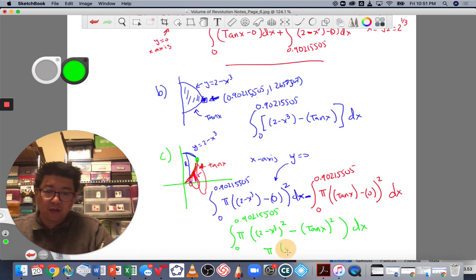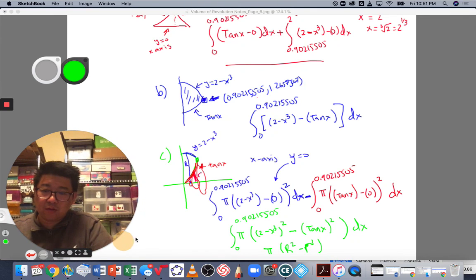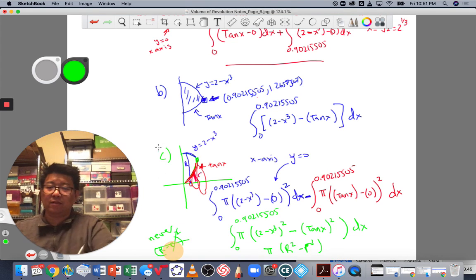In other words, they'll make it look like this. Pi big R squared minus pi little r squared. Okay? And just remember, it's never big R minus little r squared. It's never like that. You always square the radiuses separately and then subtract.